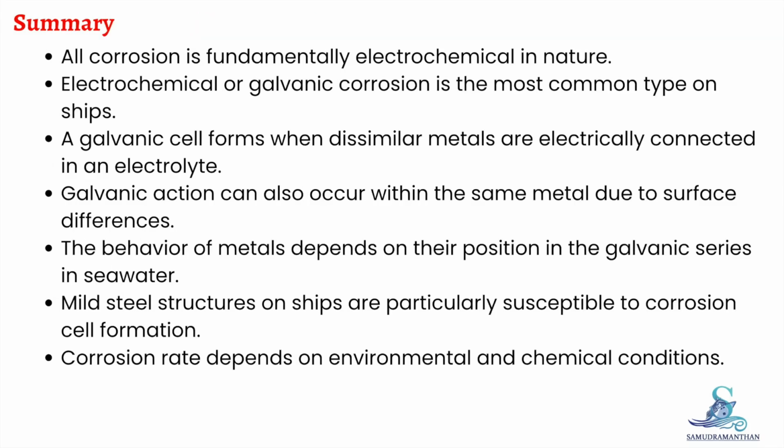To summarize, all corrosion is fundamentally electrochemical in nature. Electrochemical, or galvanic corrosion, is the most common type on ships. A galvanic cell forms when dissimilar metals are electrically connected in an electrolyte, and galvanic action can also occur within the same metal due to surface differences. The behavior of metals depends on their position in the galvanic series in seawater, and mild steel ship structures are particularly susceptible to corrosion cell formation. The corrosion rate is governed by environmental and chemical conditions.